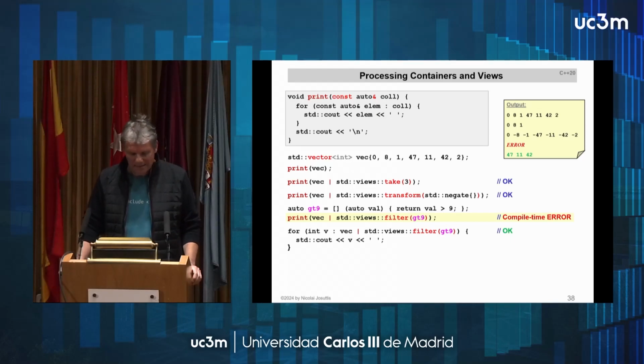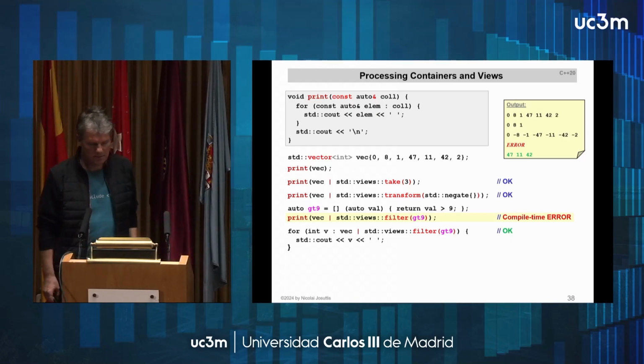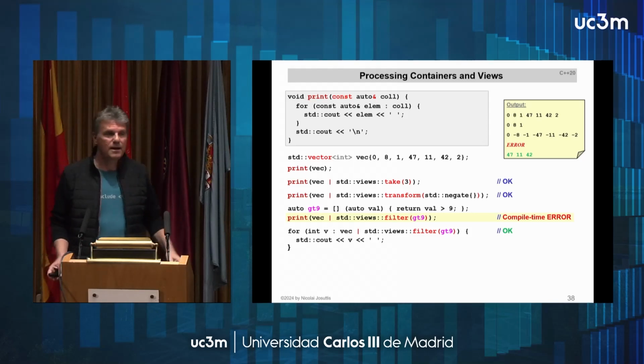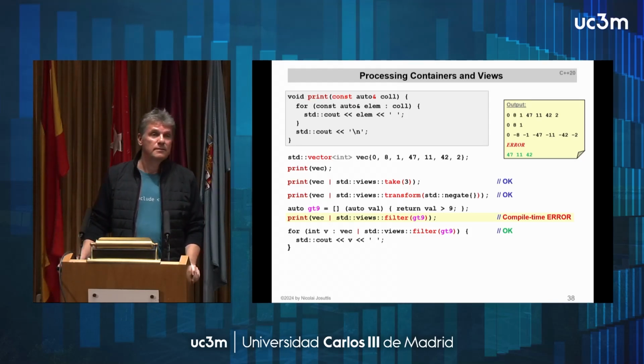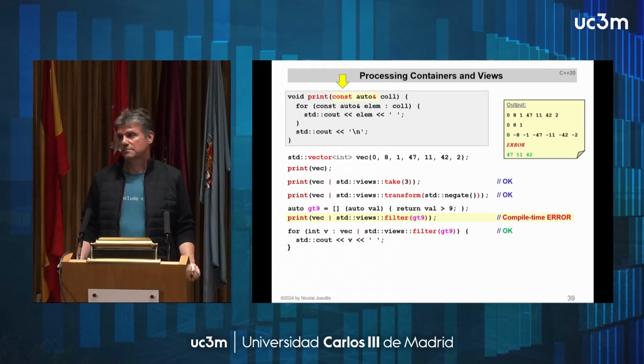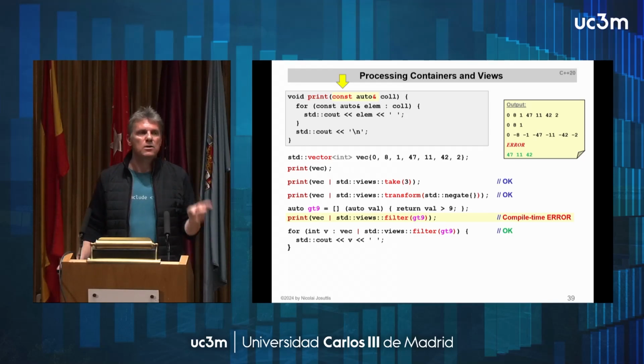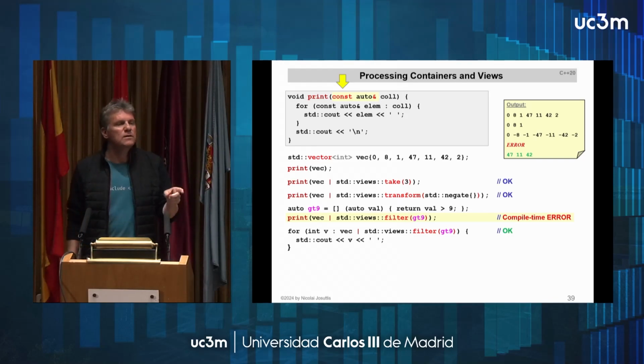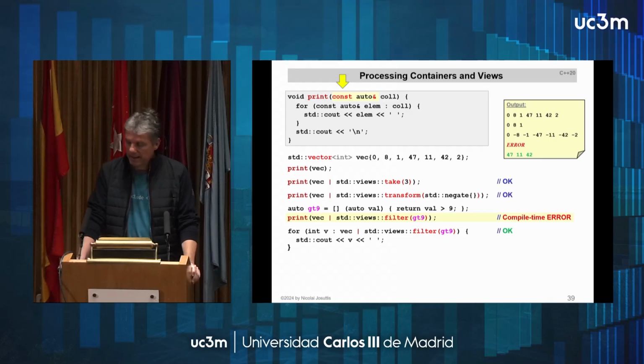Awesome. So what the hell is wrong with print? Who has an idea what the problem is? It is const. And why is that a problem? Because we cache begin when it's called. So which means you cannot iterate over a filter view when it's const. That's the first consequence of this design.